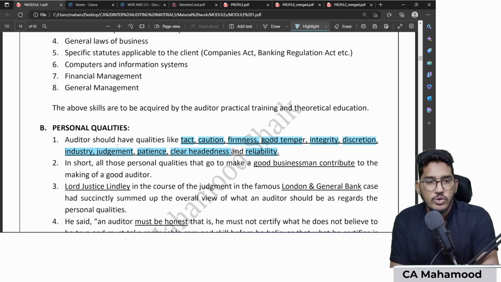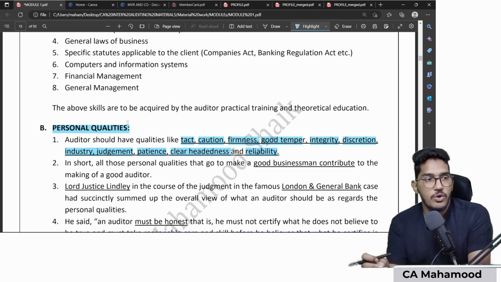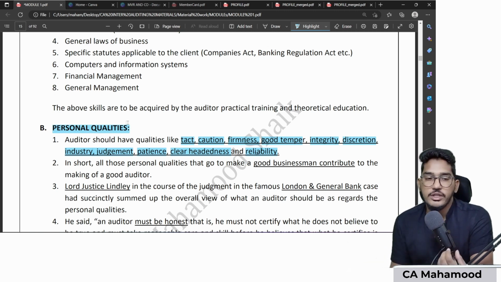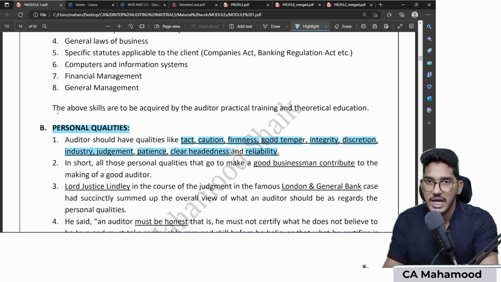So in order to become a good auditor, you should have all those good qualities which a good person will have. Whatever qualities make a good person, all those qualities will be required to make a good auditor. So in order to become a good auditor, you need to have both personal qualities as well as professional qualities. Both should go hand in hand.